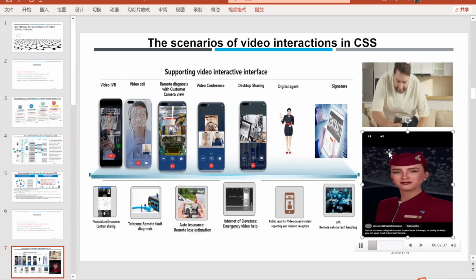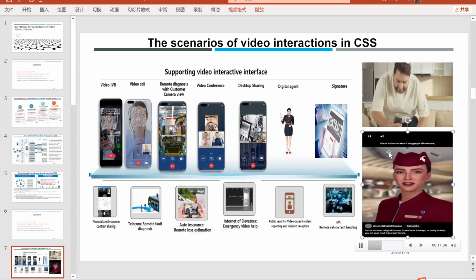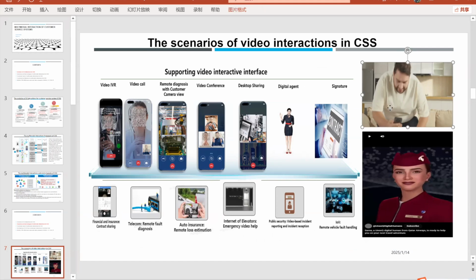This is the digital human from an airline, which gives information and speech responses to customers very friendly. And this one shows a scenario about how to issue a credit card remotely.